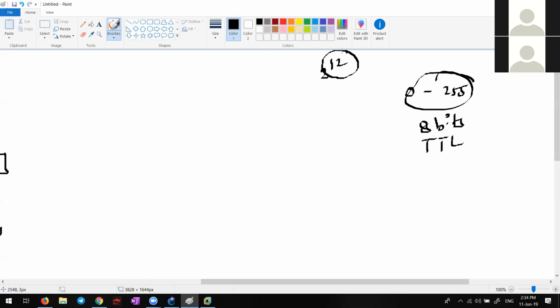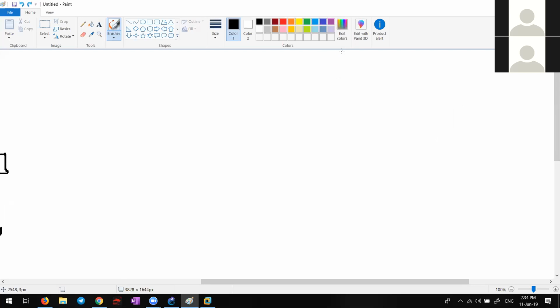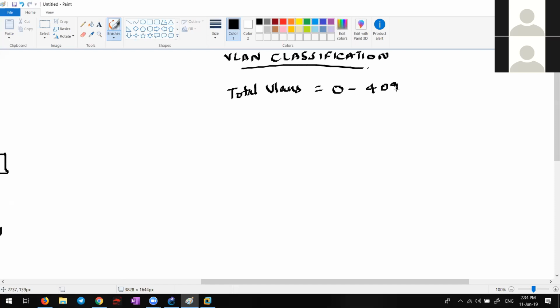How many bits will be reserved for VLAN? 2 power 12. 2 power 12 is how much? 4096, which means now we will write down the VLAN classification. Total number of VLANs. Total VLANs is how much, guys? I'll give you time to write. First listen. Total VLANs is equal to 0 to 4095. This is the 4096 VLANs we have, right?